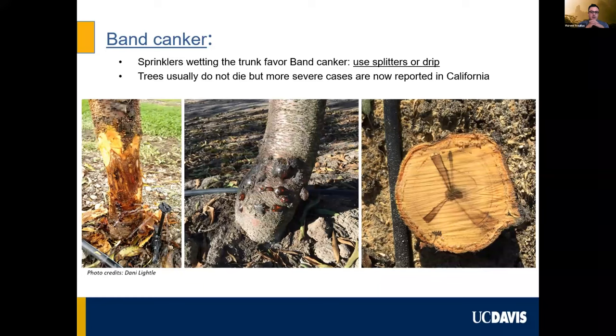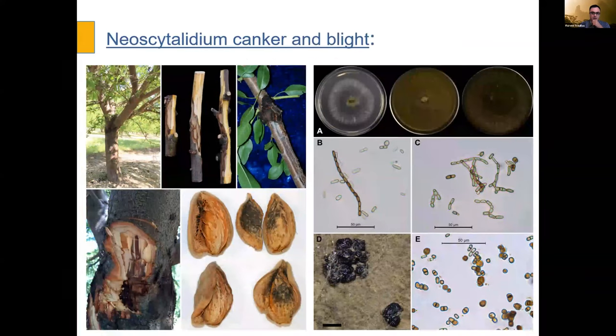And a point that's interesting also: although the disease may be quite alarming, just looking at the gumming from the outside, when we look inside the trees, after the first early years, trees tend to grow out of the canker, generating new cambium and new xylem tissue. And it's not uncommon for almond trees to recover from a band canker infection.